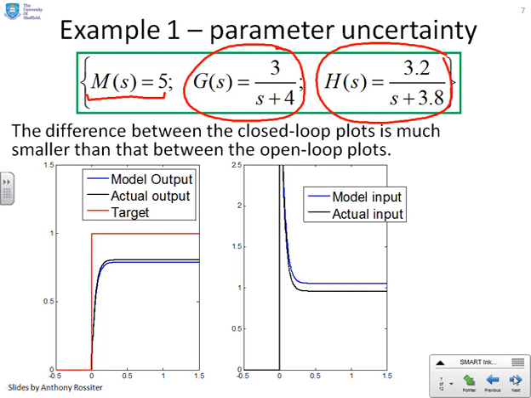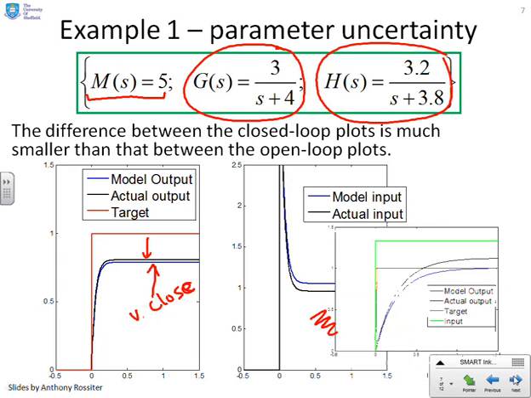Well, if we look down here at the outputs, you can see the model output in blue and the actual output in black. And what you will notice is they're very close. Despite the uncertainty in H of S, the resulting output responses are very close. Now, we've given you the input responses over here as well for completeness, but we're not going to discuss those particularly here.